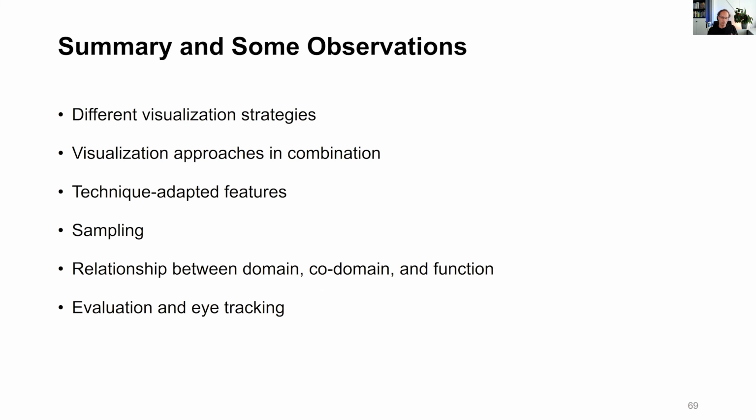I also talked a little bit about features and how they can be extracted and used in the visualization techniques to improve them. So for example, the local correlation played a big role in my talk. And we've also looked into sampling and the relationship between domain, codomain, and the function. And finally, I touched on some of the aspects of evaluating multidimensional visualization.